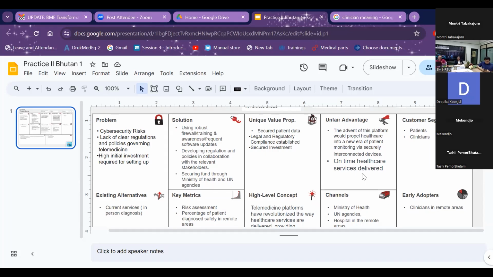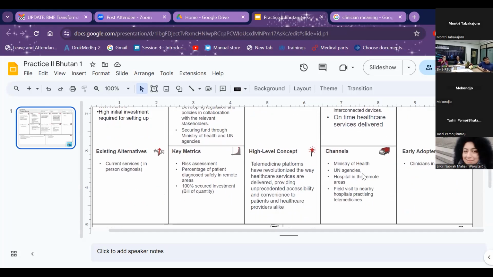And second one, in order to measure whether the policies or regulations are practical or impractical, it would be better if we could measure the percentage of patients diagnosed safely in remote areas in line with the established policies and regulations. And for the third one, generating a bill of quantities of the equipment required in establishing telemedicine in remote areas would be the basis to propose the fund to the higher agency.